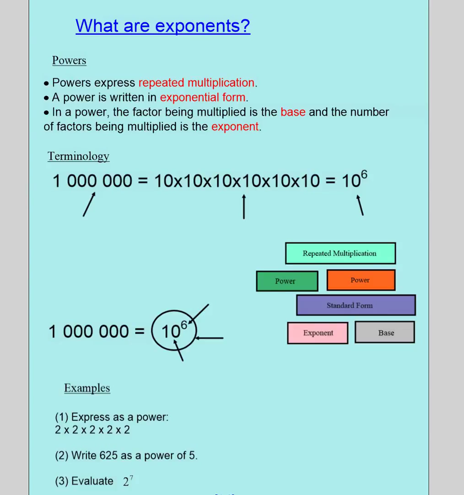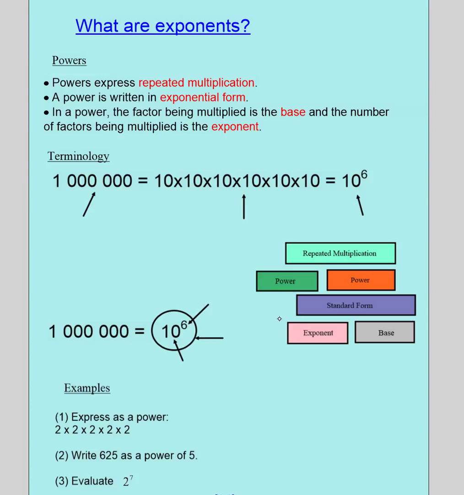Okay, so this is a quick review of exponents and what they mean and how you deal with them. With exponents, there's some terminology that you need to know. An exponent is really just repeated multiplication, so you can write powers as a repeated multiplication. You can write things in what's called exponential form, and within exponential form, you have a base and you have an exponent.